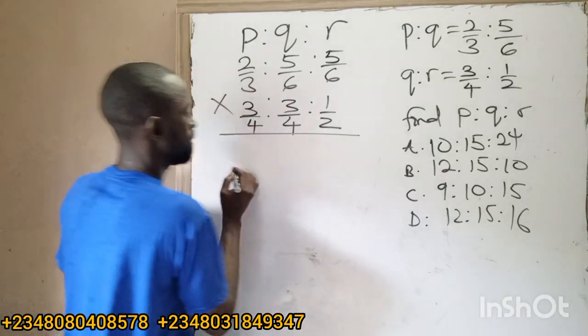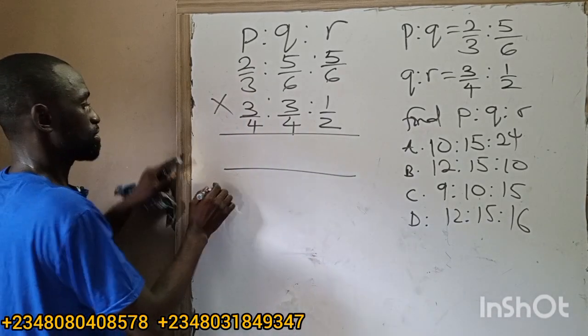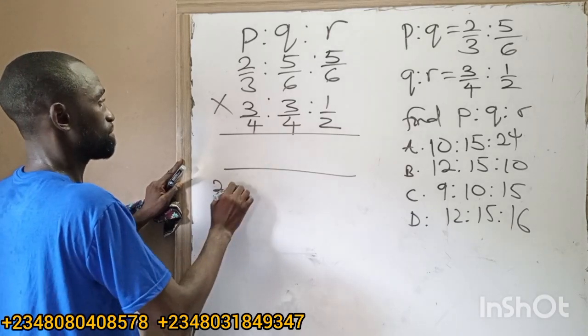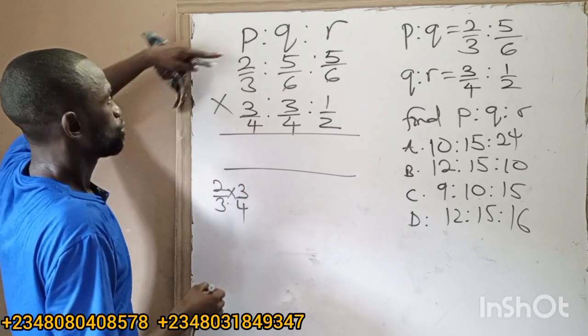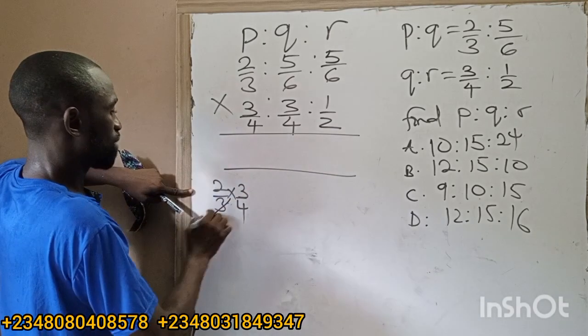I will now multiply. So the first one is 2/3 times 3/4. So what happened? This 3 will cancel out this 3.